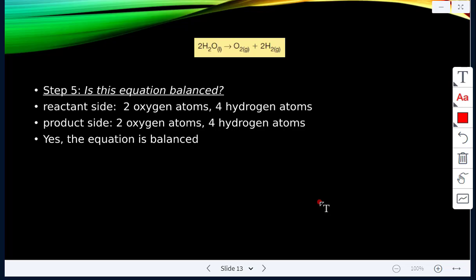And the last step: is the equation balanced? On the reactant side, there are 2 oxygen atoms. On the product side, there are also 2 oxygen atoms. On the reactant side, there are 4 hydrogen atoms. On the product side, there are also 4 hydrogen atoms. So therefore, this equation is balanced.